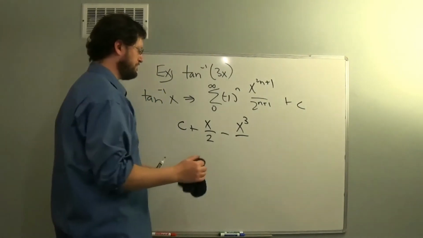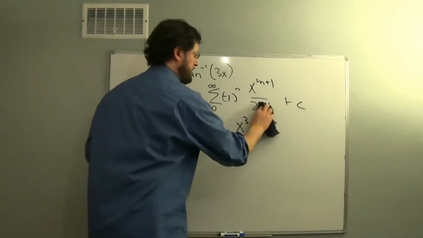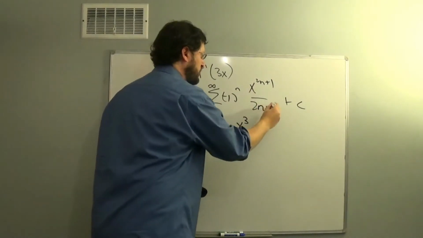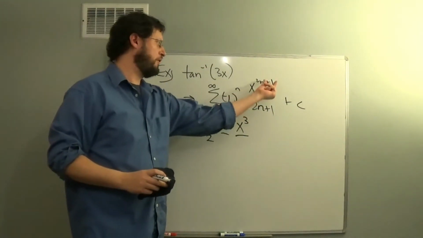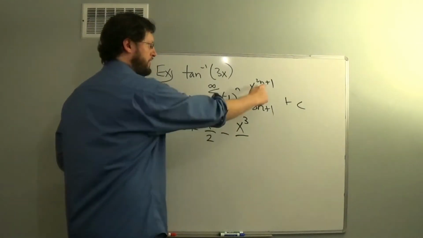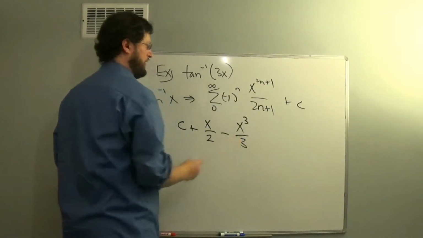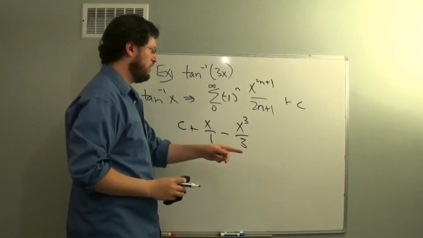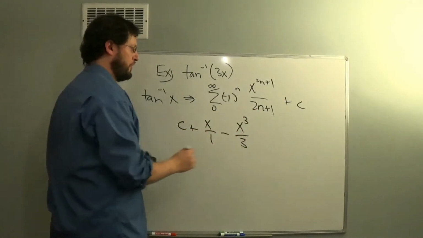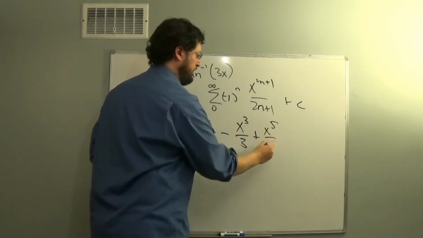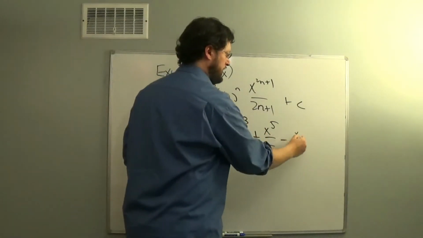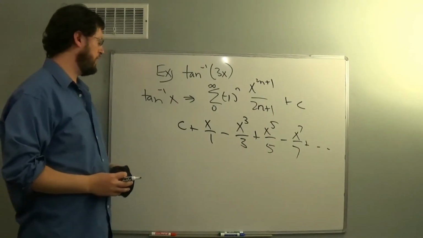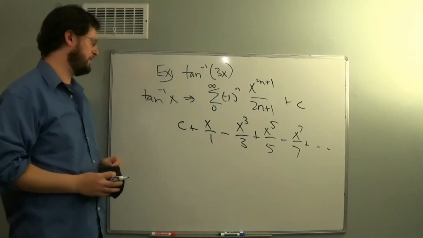Oh, sorry. I missed my exponents. This should have been 2n plus 1, right? It was the new exponent divided by the new exponent. So the denominator is exactly the same as the exponent, so that will be a 3 and this will be a 1. Right? X to the 1 over 1. X to the 3 over 3. Now this will change signs. X to the 5 over 5. That makes it alternating. So minus x to the 7 over 7, and so on and so on and so on. So that's what we get for our Taylor series for tan inverse of x.